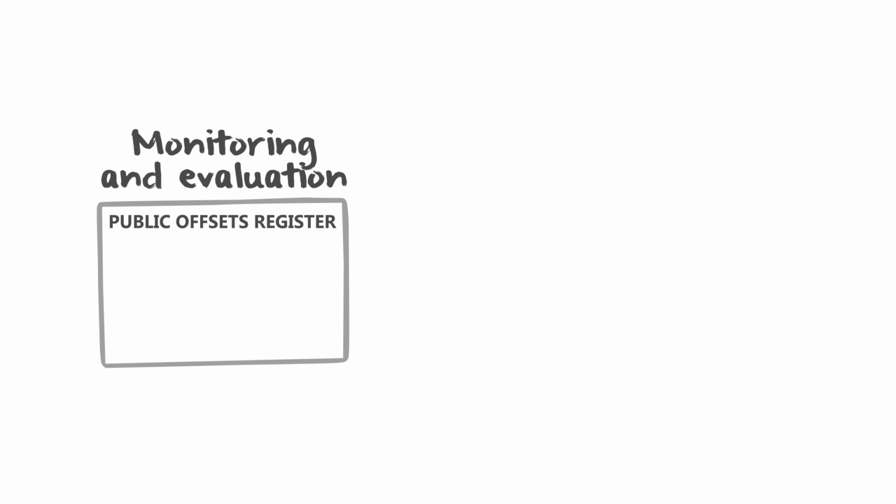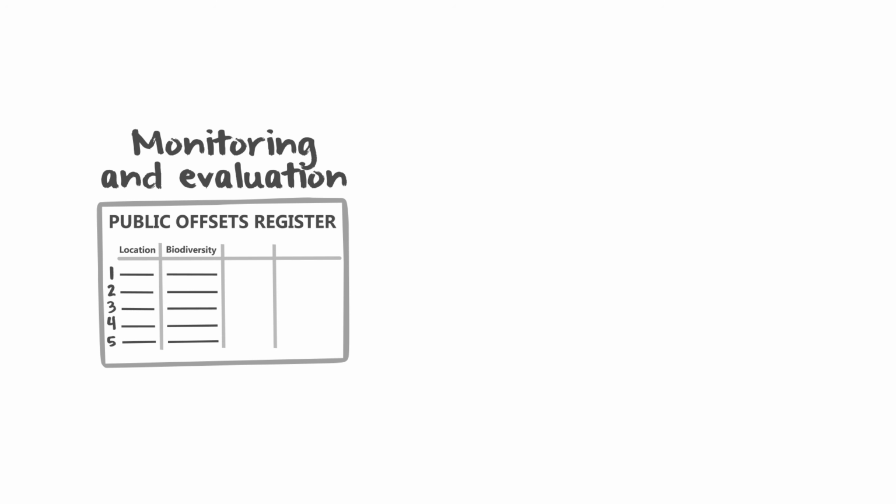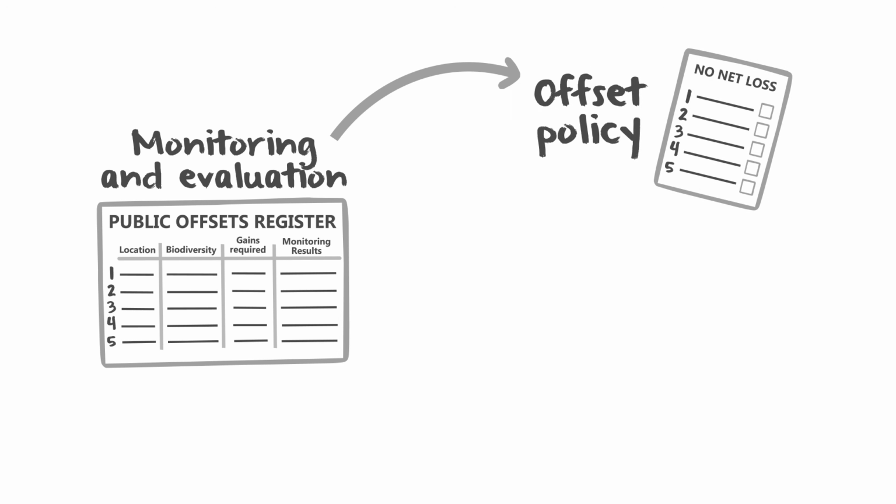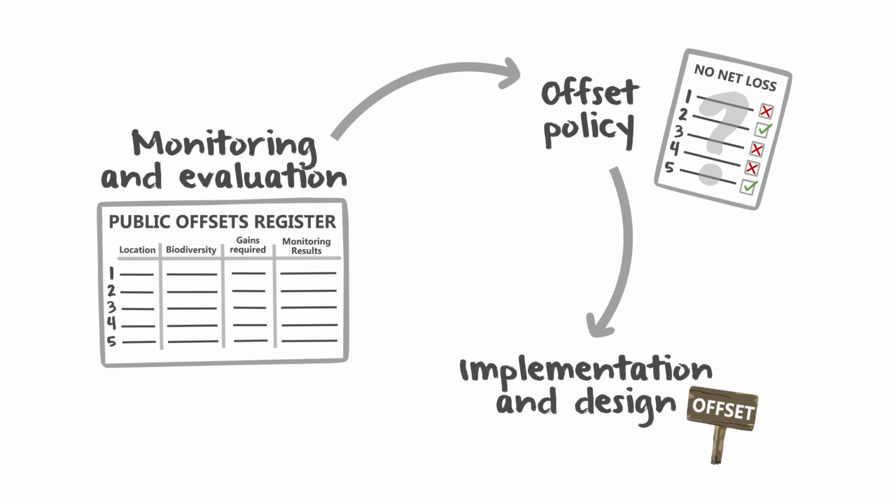Ideally, the results of the monitoring and evaluation of offsets would be recorded in a public offsets register. This should also record information about the offset and its associated development, including where they are, what biodiversity features were the focus, and what offset gains are required to be achieved. This is important because it allows researchers and the public to check how individual offsets and the policies as a whole are performing, and whether the stated goals, such as no net loss, are being met. In this way, we can make recommendations for improvements to the design and implementation of offsets, and the programs and policies that guide them.